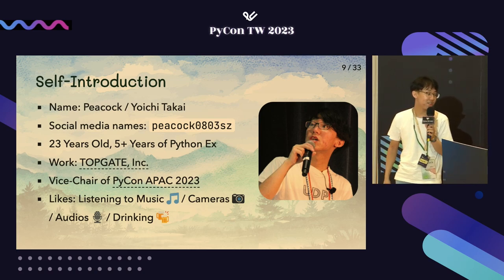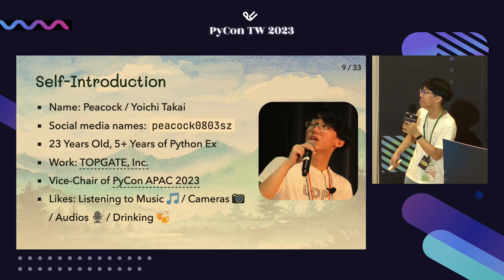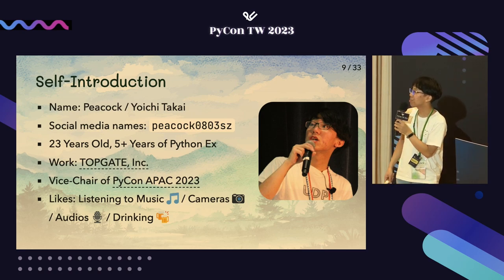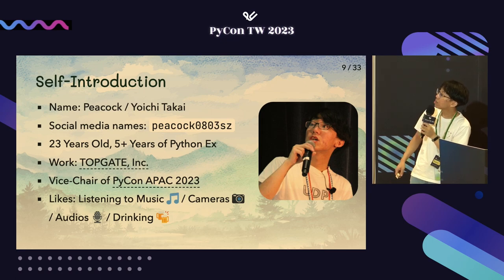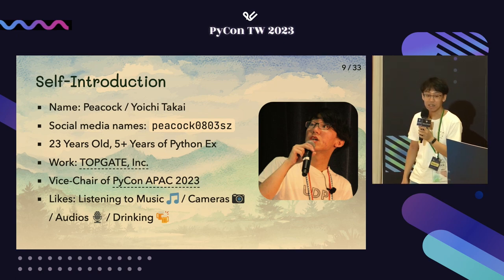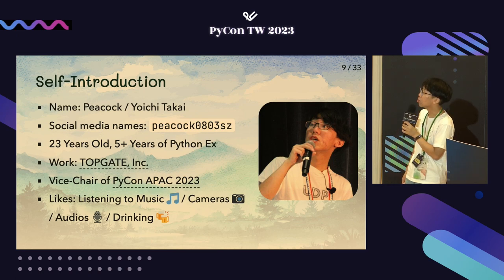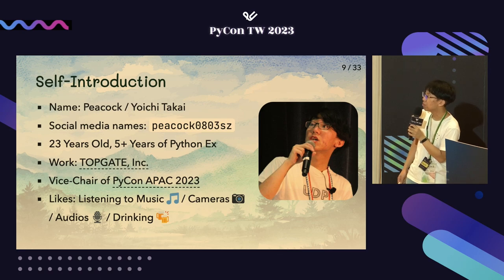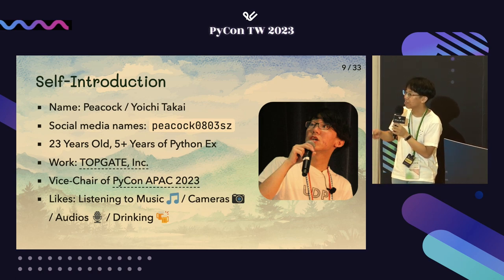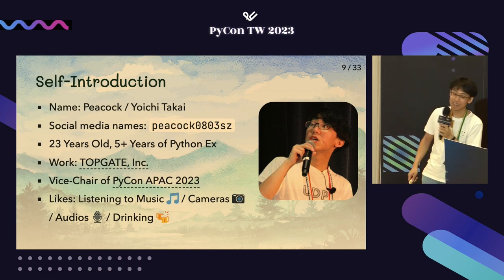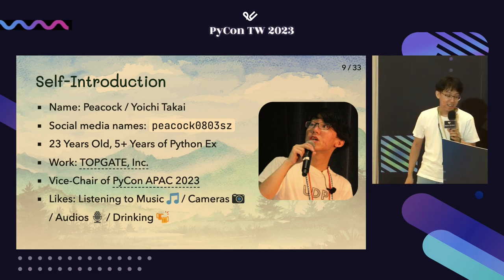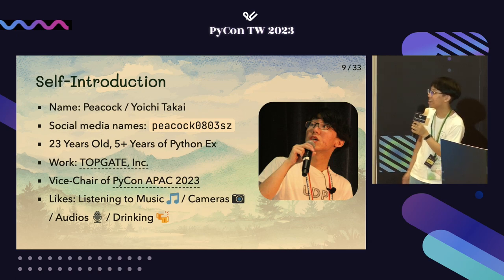Here is my self-introduction. My name is Yoichi Takai, but my nickname is Peacock, so please call me Peacock. I'm 23 years old and have 5 years of Python experience. Since December last year, 2022, I work at TOPGATE as an IaC and DevOps engineer. I'm also vice chair of PyCon APAC 2023 since last year's PyCon JP. I'm from Japan, and it's my first trip to Taipei and PyCon Taiwan. My hobbies are listening to music, cameras, audio, drinking, and eating.